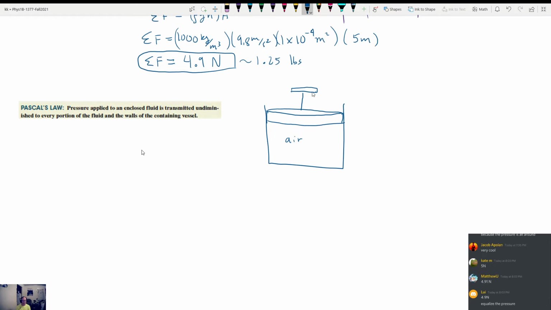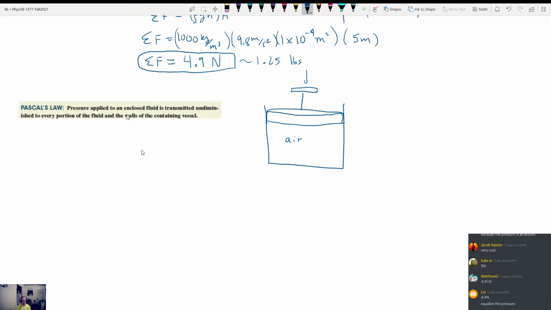Push down. Reduce the volume? Yeah, push down and thereby reduce the volume, right? So if you push down on this, air, unlike water, if you were to try to do this with water, it'd be really hard to push down on it because water can't really compress very well. But gases can compress very well, right? So if you push down here, it will increase the pressure inside of here.